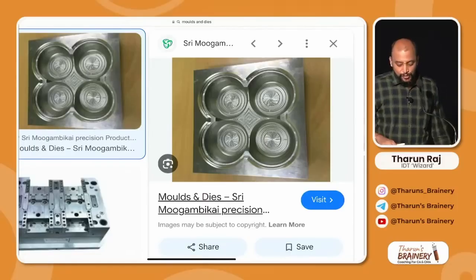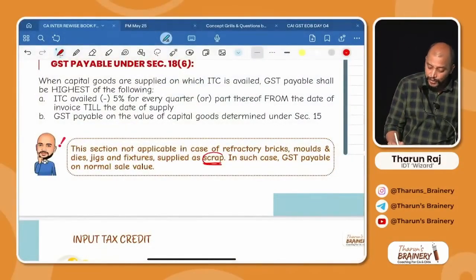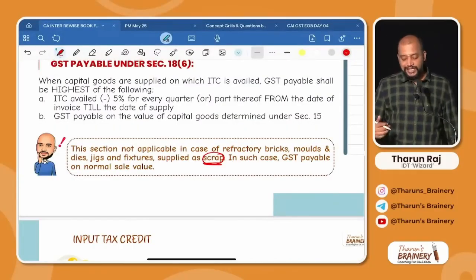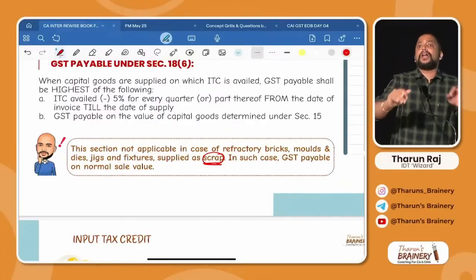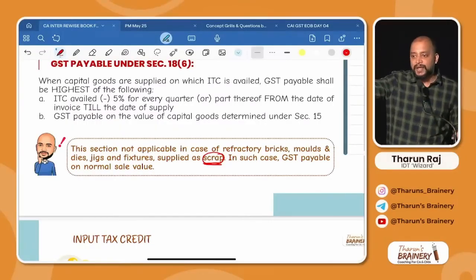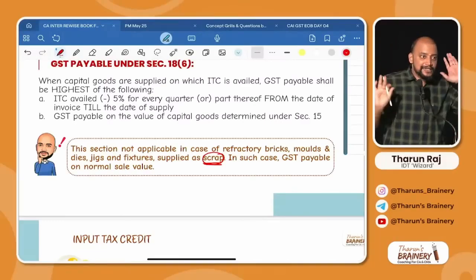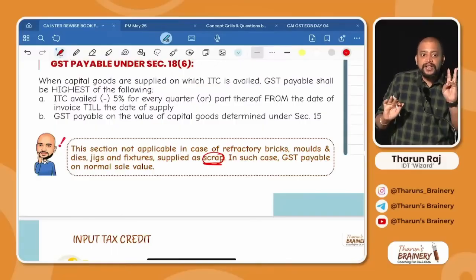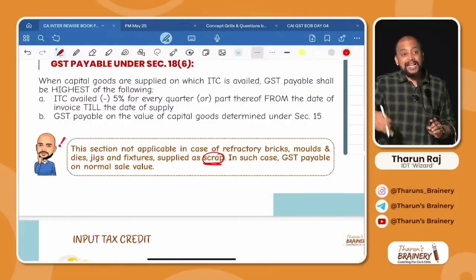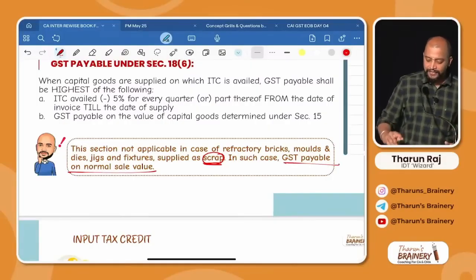Got it? So these molds and dies, but all these are sold as what? Scrap. All these are sold as scrap. Then in that case, GST payable or not payable? Payable, but normally, on the sale value. Don't compare ITC availed minus 5% and all that. Just apply the GST rate on the sale value. Is it clear? What are the three goods? Refractory bricks, molds and dies, jigs and fixtures, sold as scrap. GST on normal sale value.